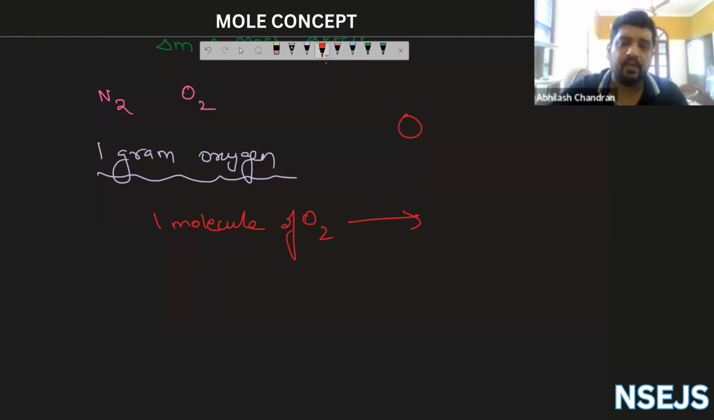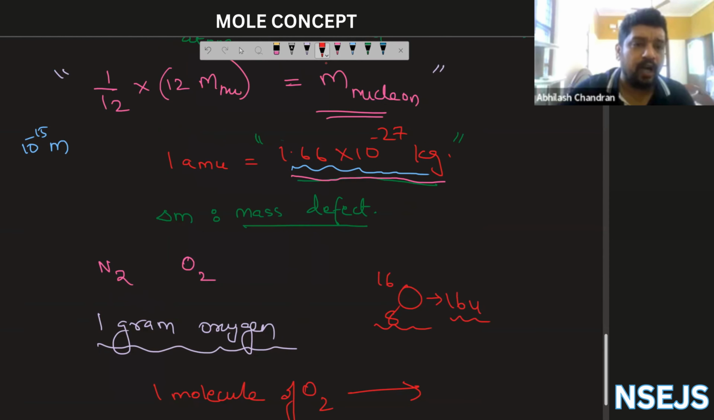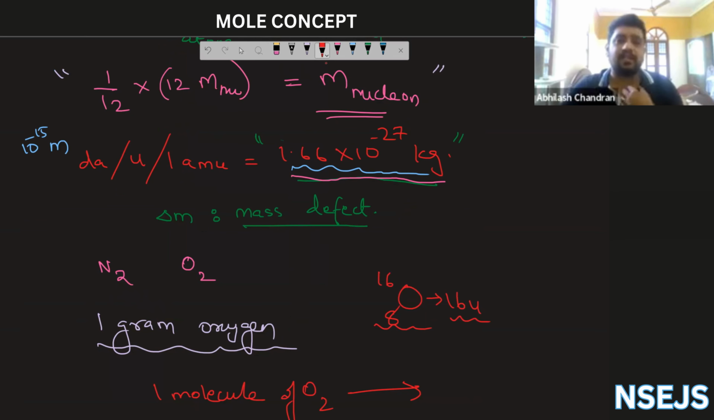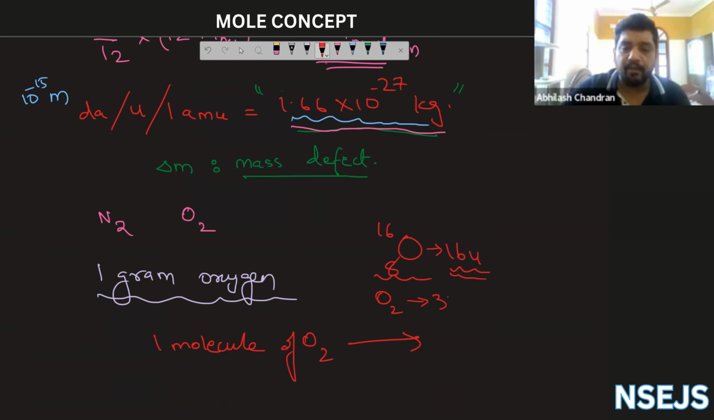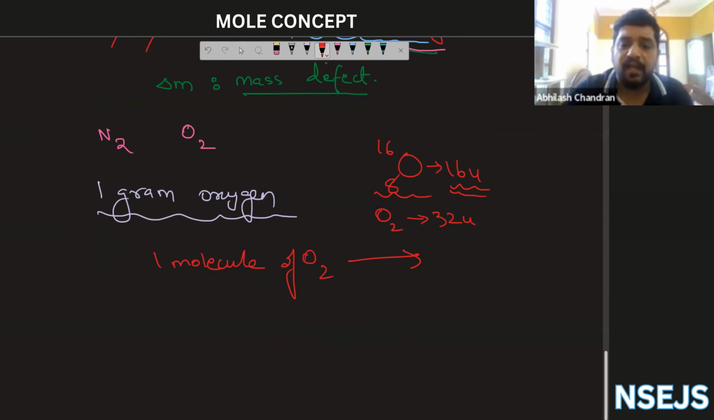Let's say I have oxygen-16, which means I have 16 AMU, right? 16 U, unified mass, AMU, Dalton, these are all the same. So let's say 16 U is the mass of one atom. Then obviously O2 would mean that I have 32 AMU. What is a molecule? A molecule is these two atoms combined. So if one atom is 16 AMU, two atoms, or one molecule, would mean I have 32 AMU, right?